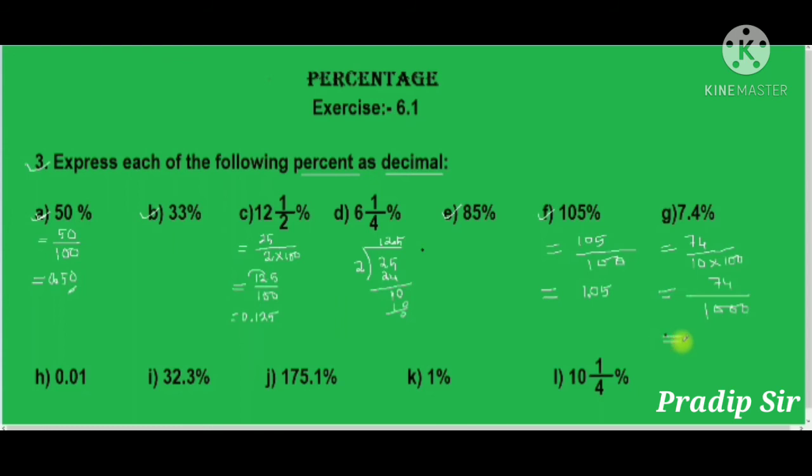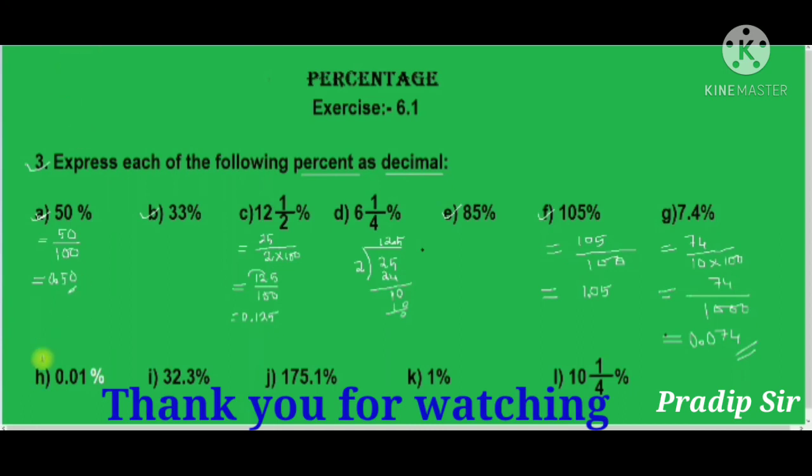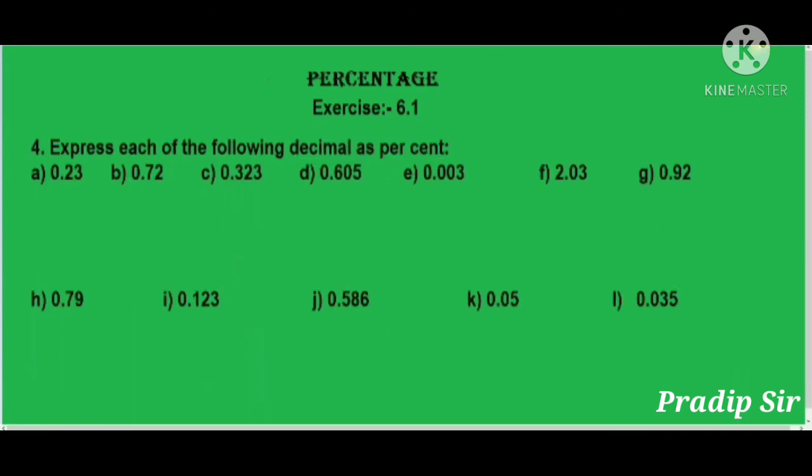Now see 74 by 1000. Okay, you see, if the denominator is only 100, 1000 is there, then no need to cut. If we want to convert into decimal, directly you put the zeros. You see how many zeros are there? 3 zeros. So before 3 digits you have to give the decimal. If 100 is not there, then you have to divide it. Now H also same like that, I also, J also, K also, L also.